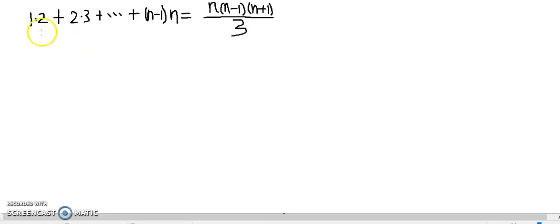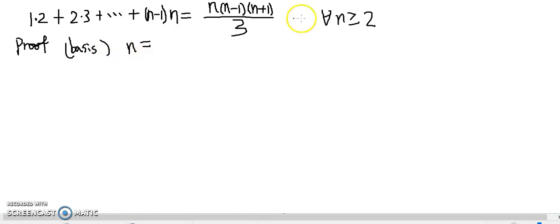We're going to use mathematical induction to prove this. So we start with the basis step. Over here I should put for any integer n greater than or equal to 2. So the basis step here will be starting with the least positive integer, which is 2.